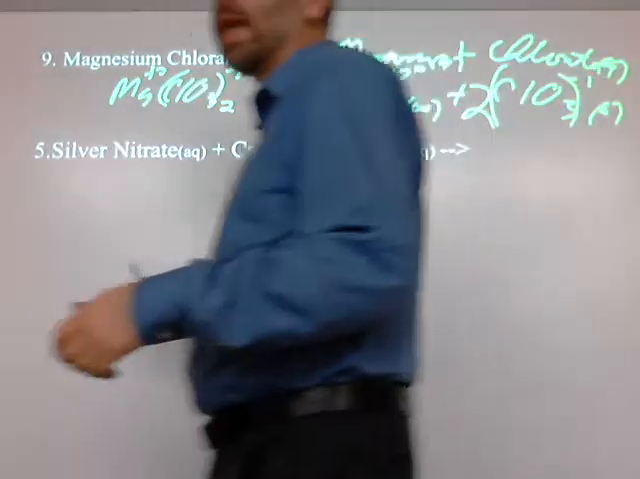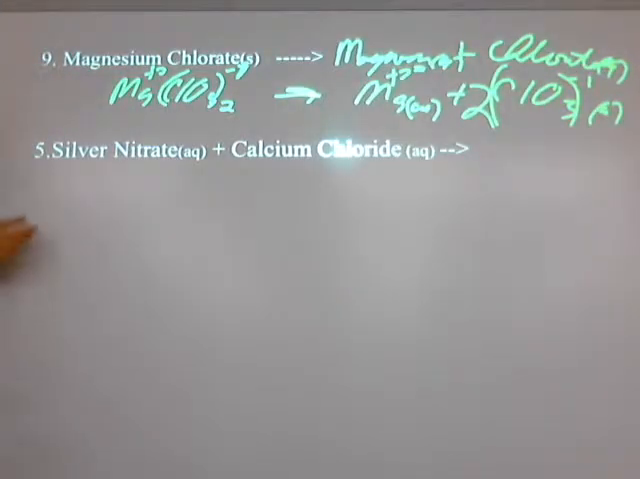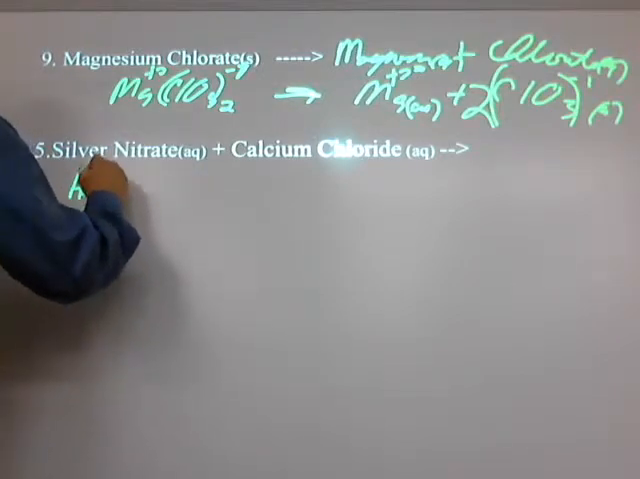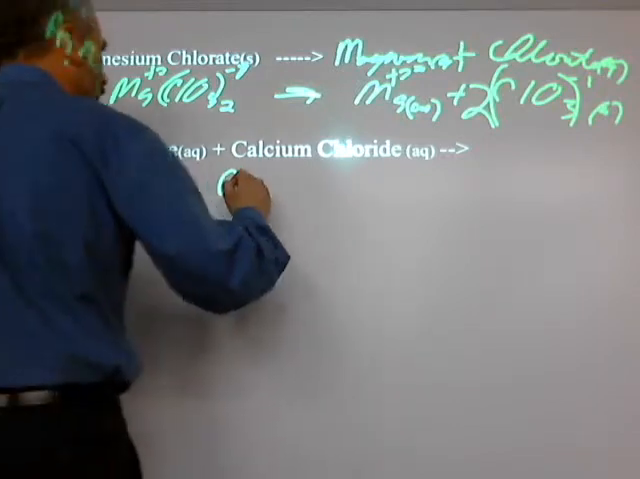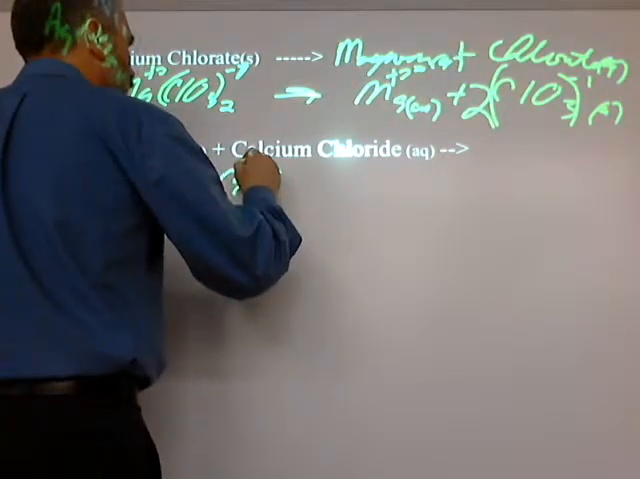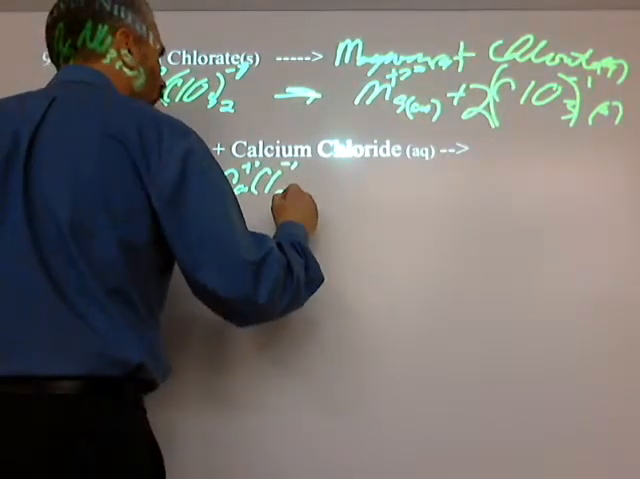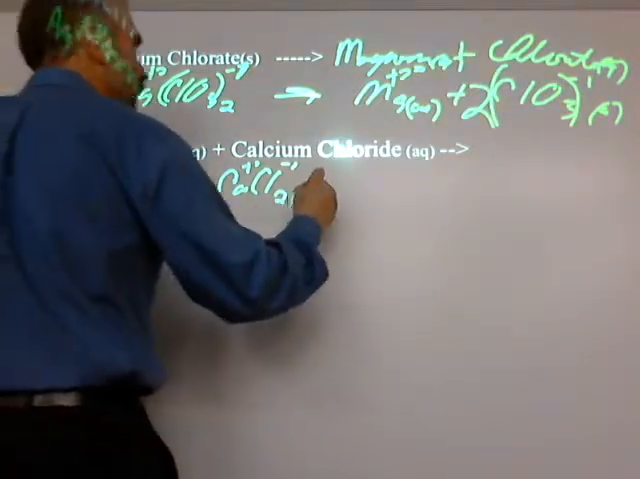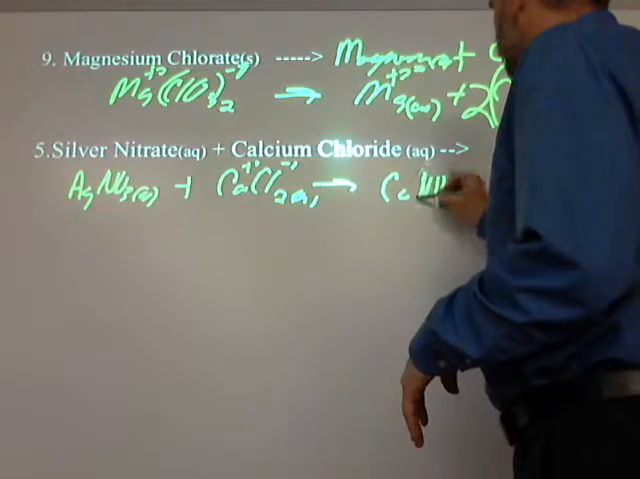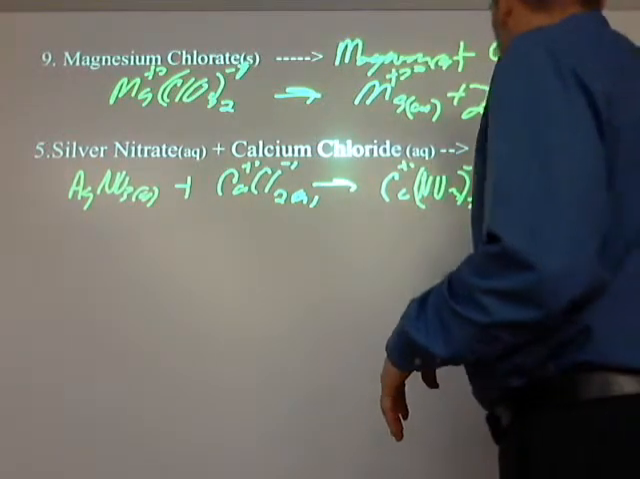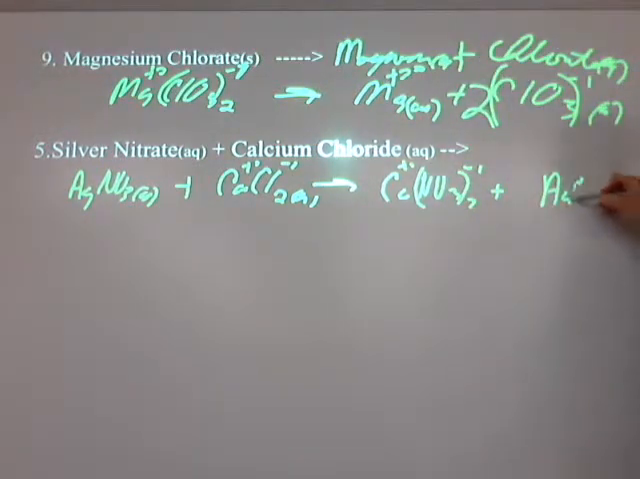All right, now this next one, same basic idea. I have to write it correctly, but also predict the precipitate. So AgNO3, I'm going to do this very quickly because we're almost out of time, plus CaCl2, +2 -1, aqueous, yields Ca(NO3)2 plus AgCl.